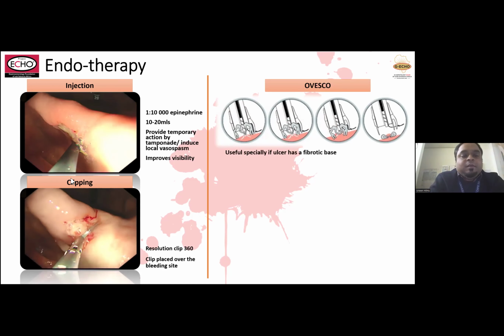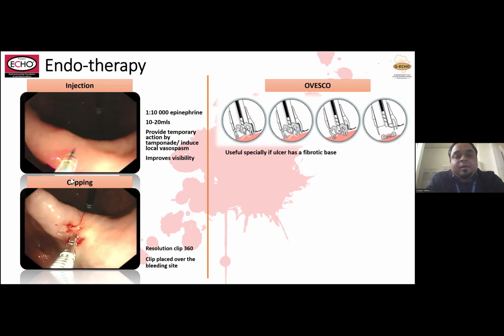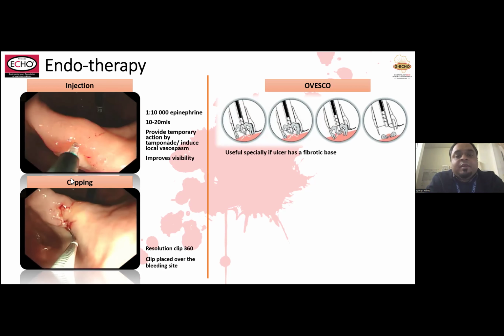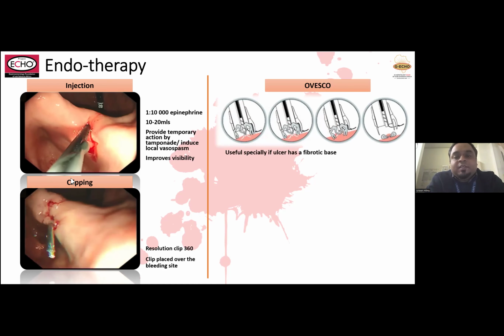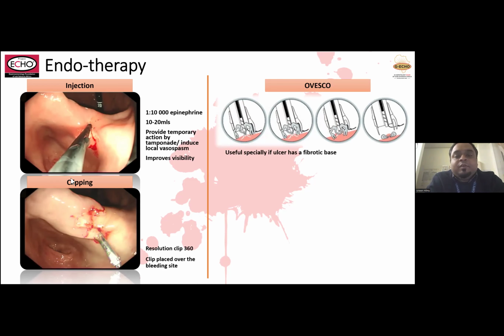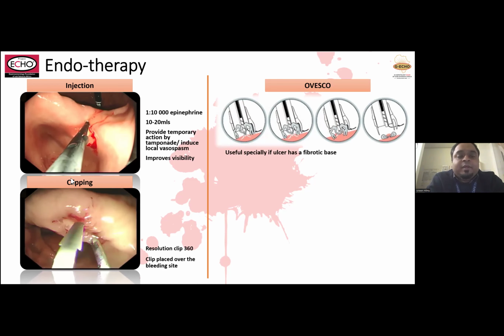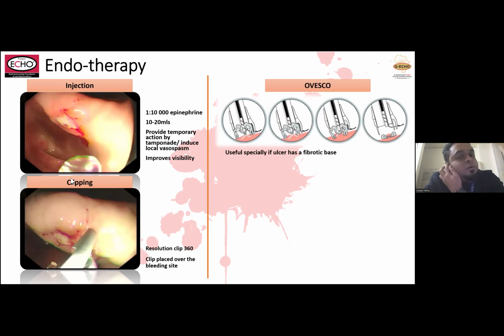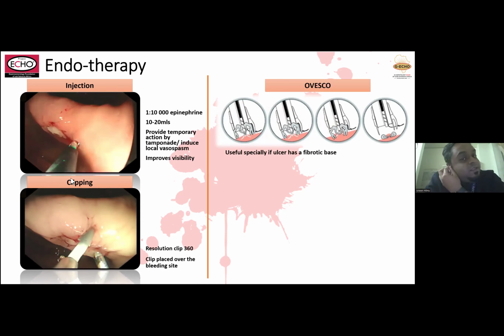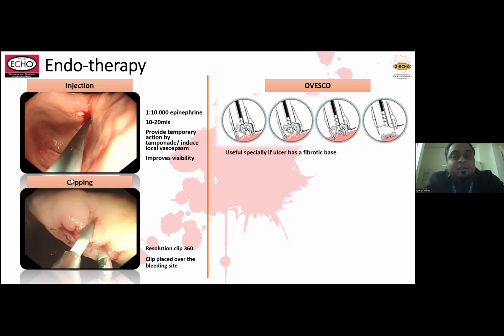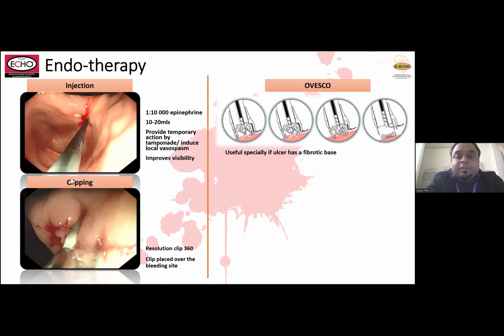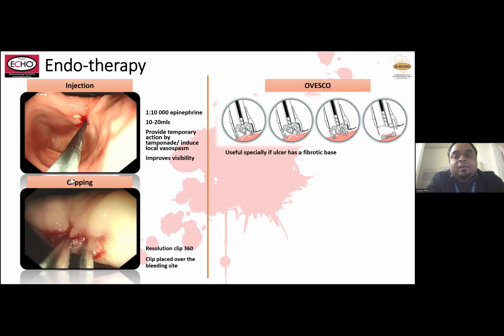And if you fail the first endotherapy with injection and clipping, one would consider OVESCO as a second line treatment. Or if you think there's a fibrotic base and your clips won't be beneficial, in these cases you can actually go for OVESCO after injection, or OVESCO as a single therapy.